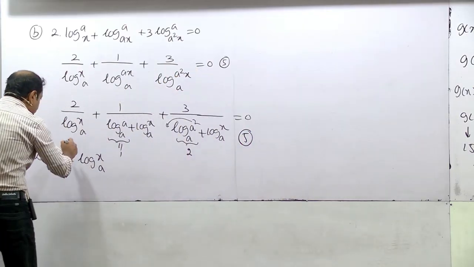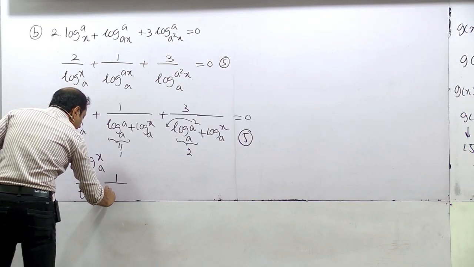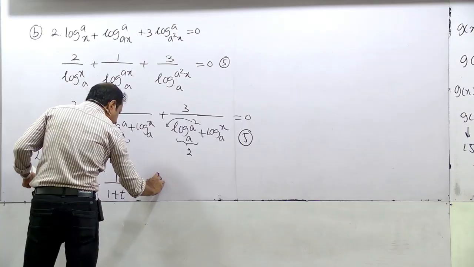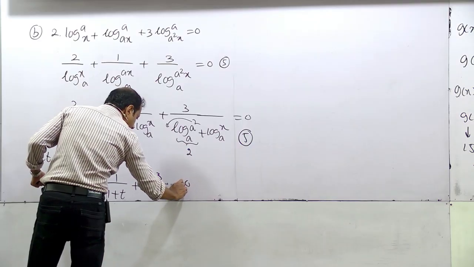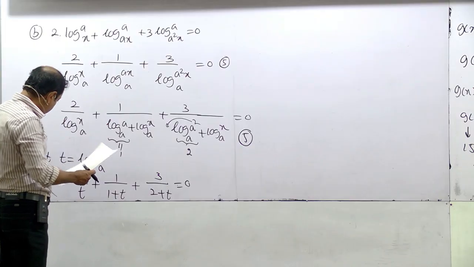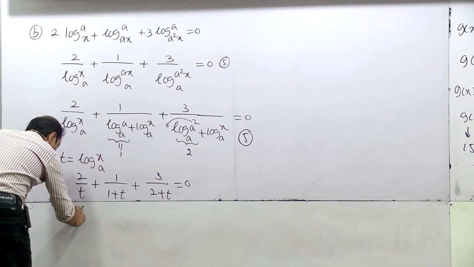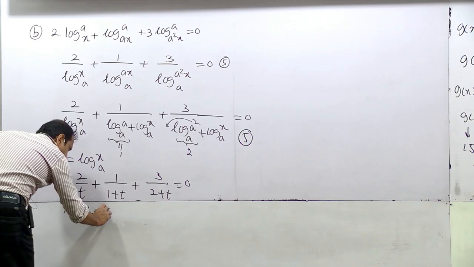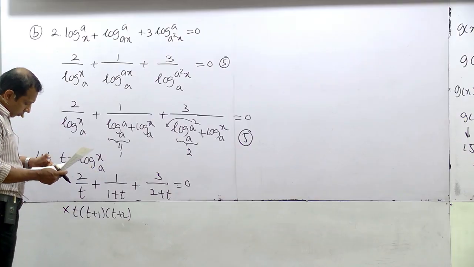Now we can write this one as 2 over t plus 1 over 1 plus t plus 3 over 2 plus t equals 0. This way, another equation we get. Now we multiply this by what? We multiply by t times t plus 1 times t plus 2.